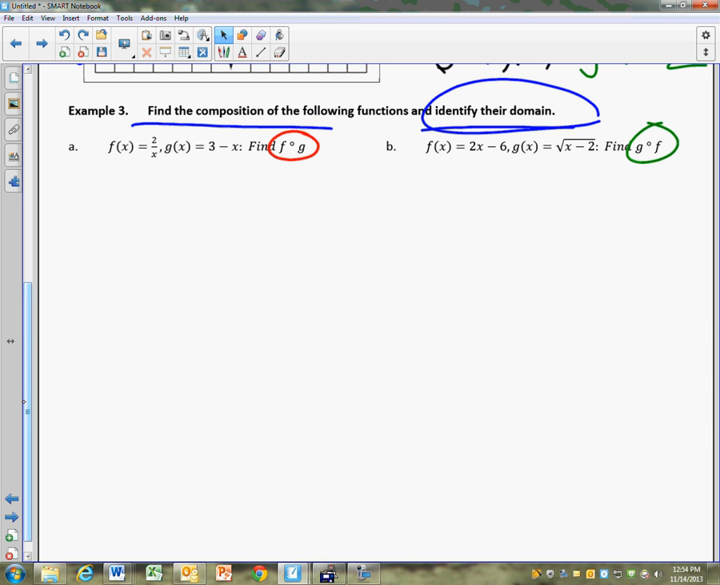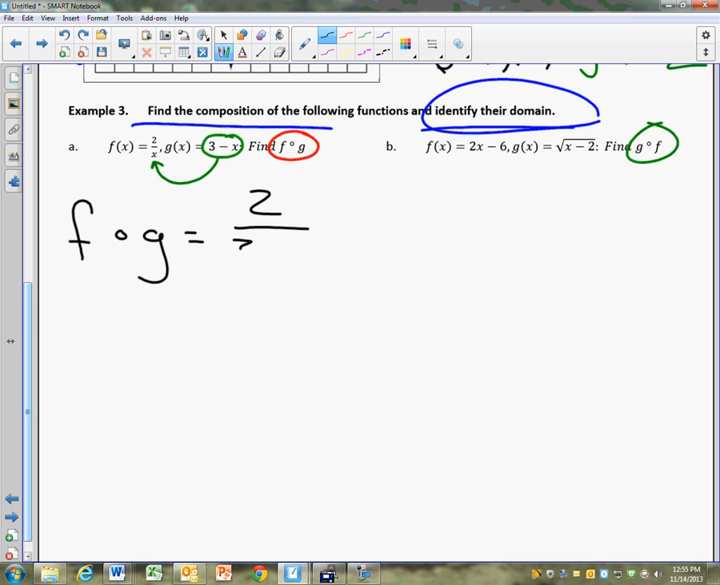Okay, letter A. F of x is 2 over x and g of x is 3 minus x. Find f of g. So I want to write a composition. That means I take g of x, which is 3 minus x, and what do I do with it? Plug it into x right here. And if you do that, what does your new function look like? Does everybody see that? State the domain. Very good. X not equal to 3.